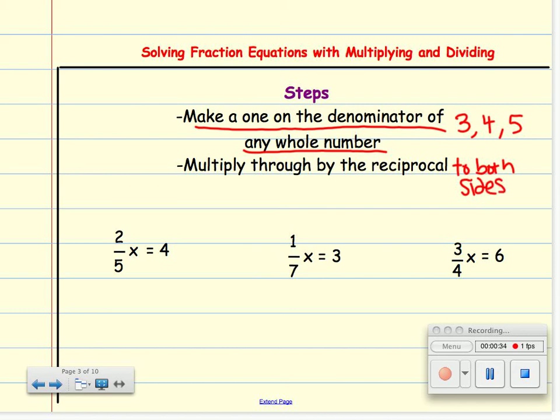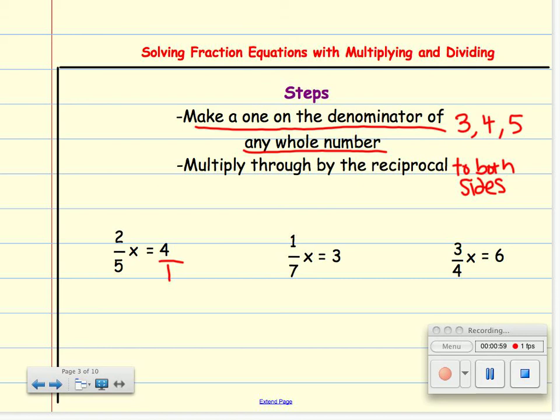This will always work, always. As long as you feel confident with this, you are confident with solving fraction equations. Let's do a couple of examples. If I have 2/5 x equals 4, what's my first step, class? Put a 1 over the 4, according to my first step here.